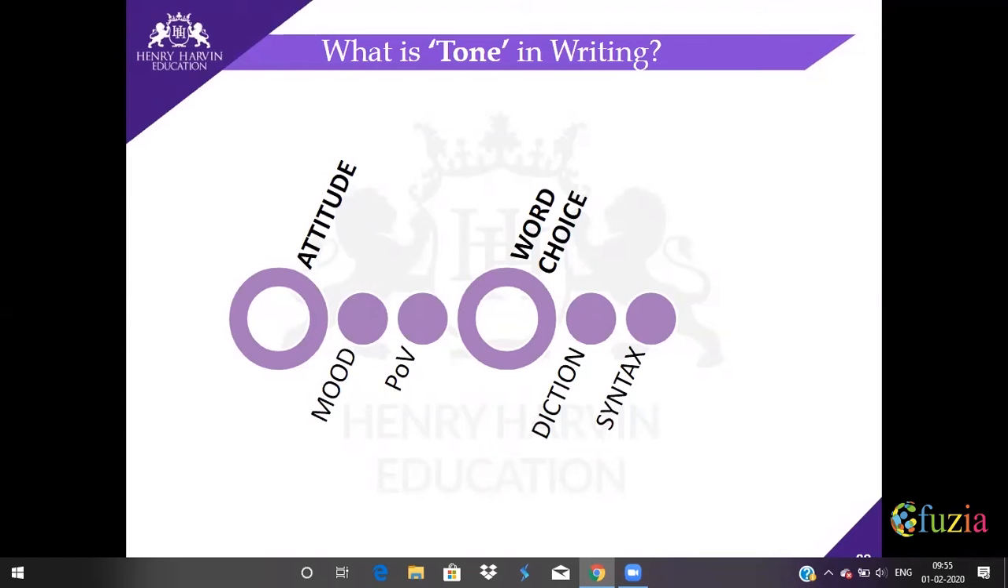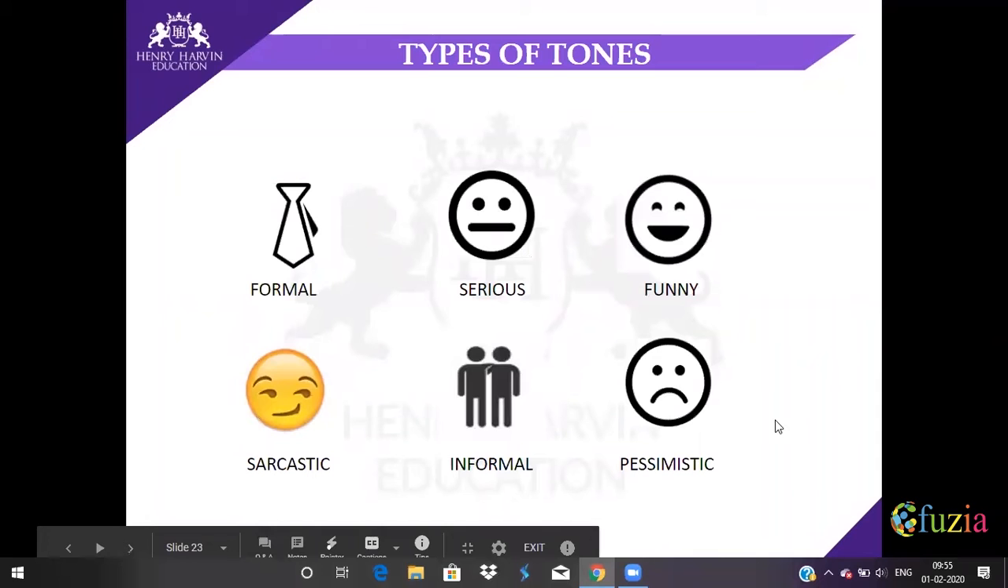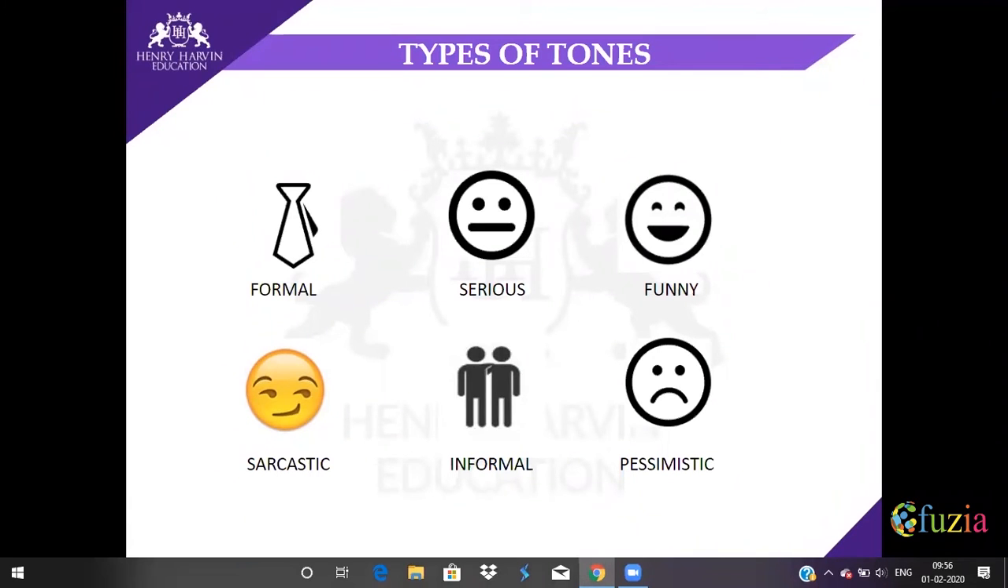So syntax is the way you arrange your words to bring out a meaningful sentence. Now, the types of tones we have are formal, serious, funny, sarcastic, informal, and pessimistic. So let's look into the tones, where and how we would be using these.